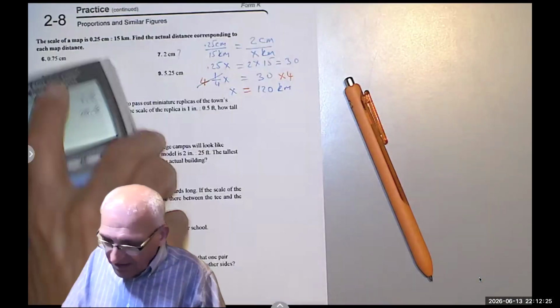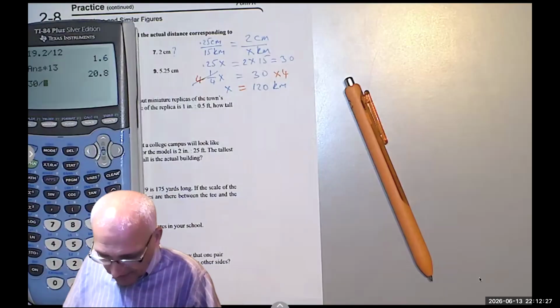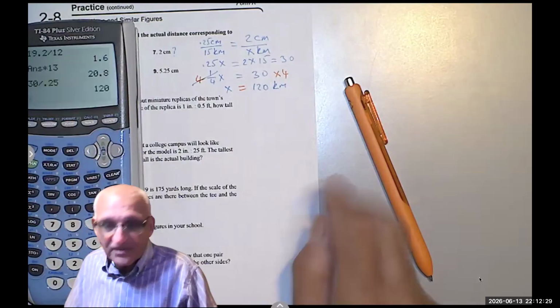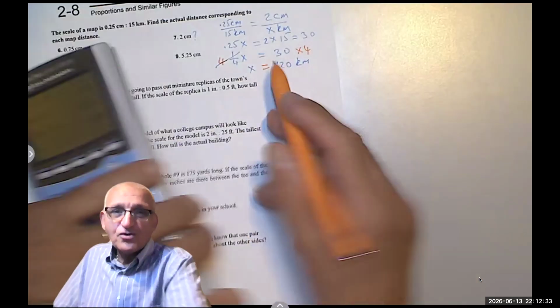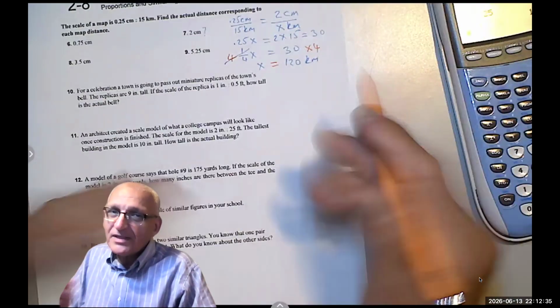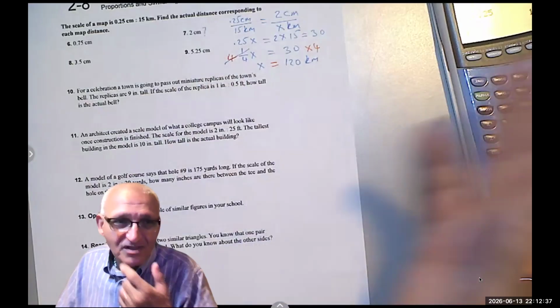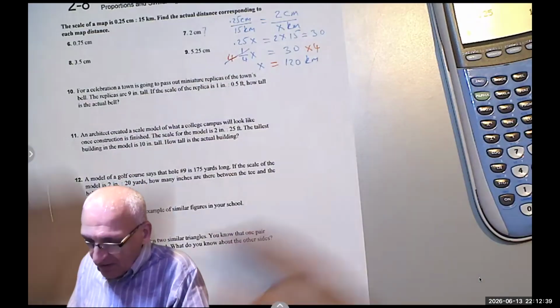Again, I could have done here 30 divided by 0.25, and sure enough, I get 120. But if you know a fraction is a half or a quarter, it might be easier to multiply rather than divide and not need a calculator. 5.25, okay, it's the same thing.